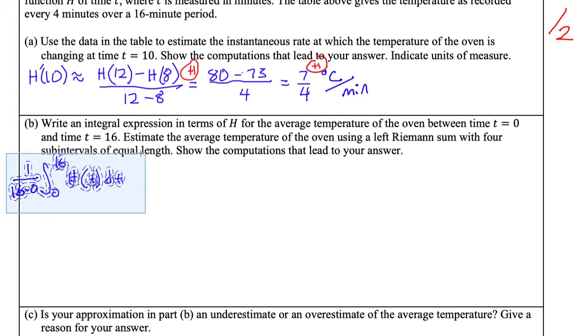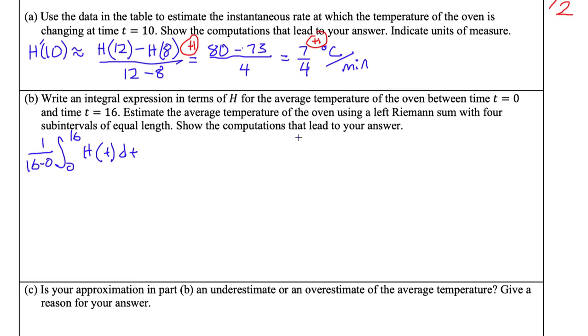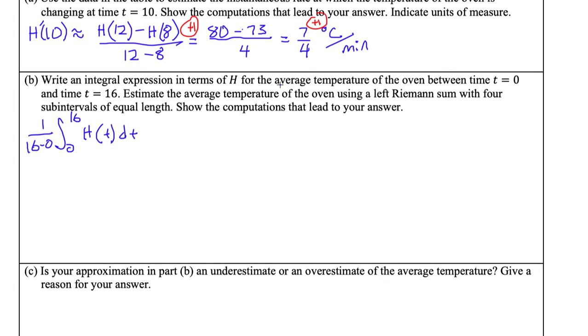And then it says now estimate the average temperature. So hold on, let me move this over. I just want to make this look nicer. Okay. And then estimate that using a left Riemann sum with 4 intervals of equal length, and show computation. So we do have to show our work on this one. That's what I was thinking of the last time. So how do we do this? There's a quicker way of doing this now.